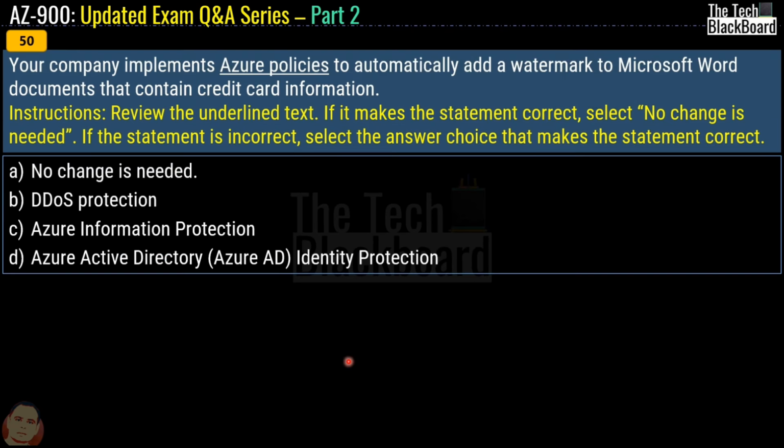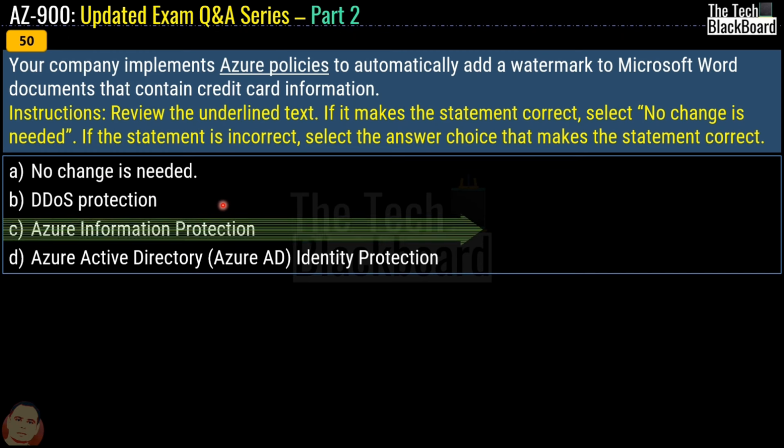Now let's jump to question number 50, and this says that your company implements Azure Policy to automatically add a watermark to Microsoft Word documents that contain credit card information. In this question also you have to review the underlined text, and if the statement is correct, you have to choose no change. Otherwise you have to choose from the options given below to make this statement correct. Now let's check out the correct answer for this question, and that one is option C, Azure Information Protection.